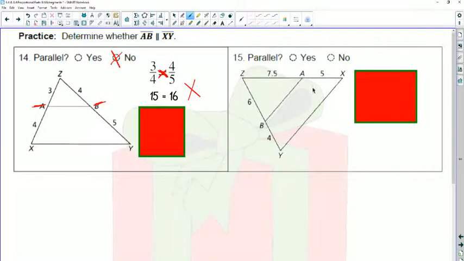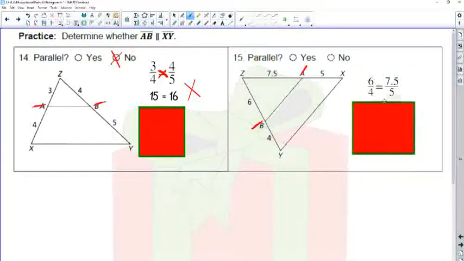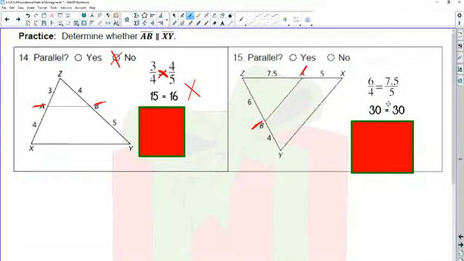Okay? So look at this side. 6 goes with 4. 7.5 goes with 5. So set it up as such. So 6 times 5 is 30. 4 times 7.5 is also 30. This time, since they are equal, then they are parallel. So AB is parallel to XY.